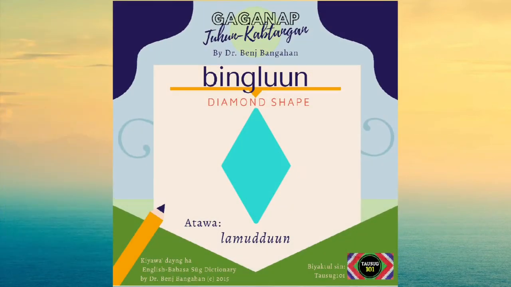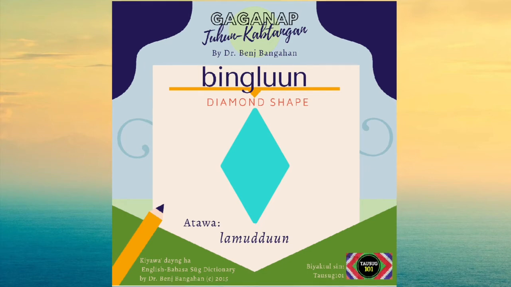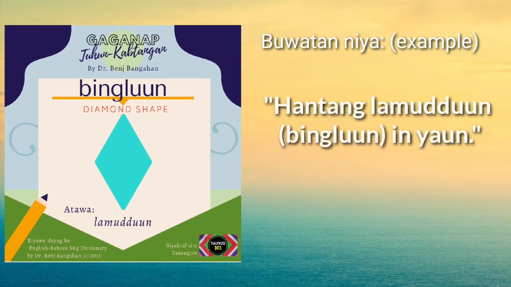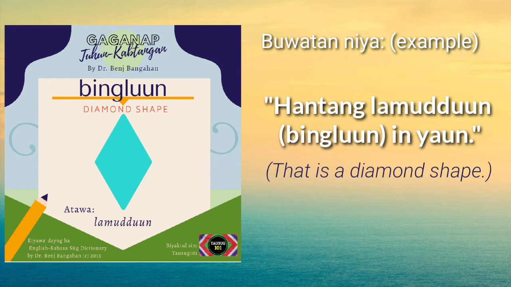Next, we have bingloon. In English, diamond shape. We can also say lamuddoon. An example: hantang lamod doon inyaon, or hantang bingloon inyaon. That is a diamond shape. Bingloon.